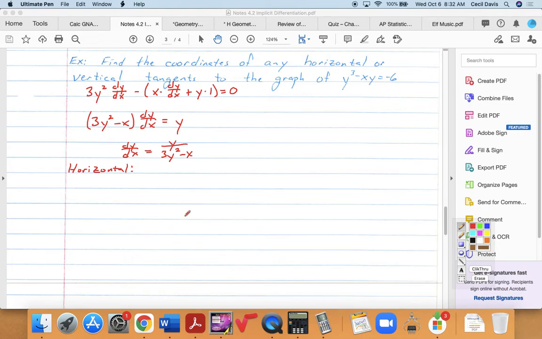So, in order for this to be horizontal, what has to be true? The derivative equals 0. Correct. And since the derivative is a fraction, what part of the fraction has to be 0? The top. No, the bottom. Let's talk about the correct big boy names for those. How about numerator? The numerator has to be 0. So y would have to be 0.